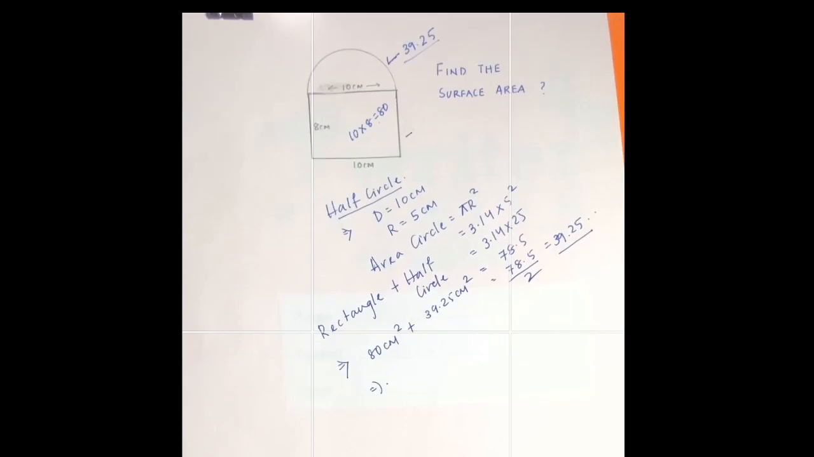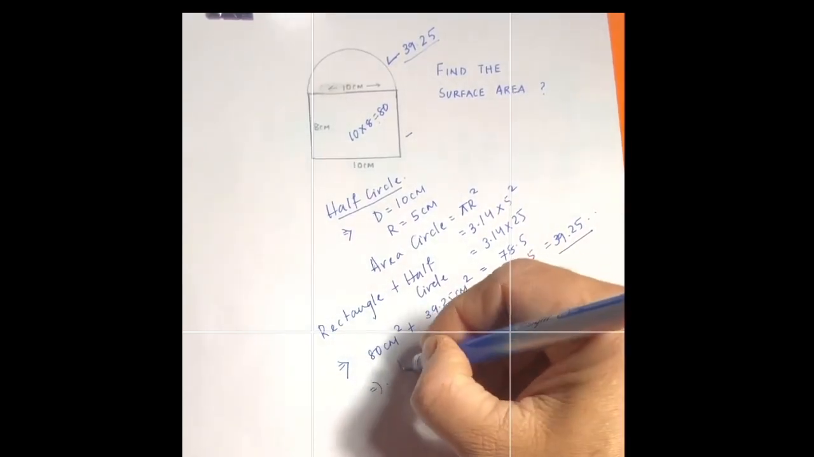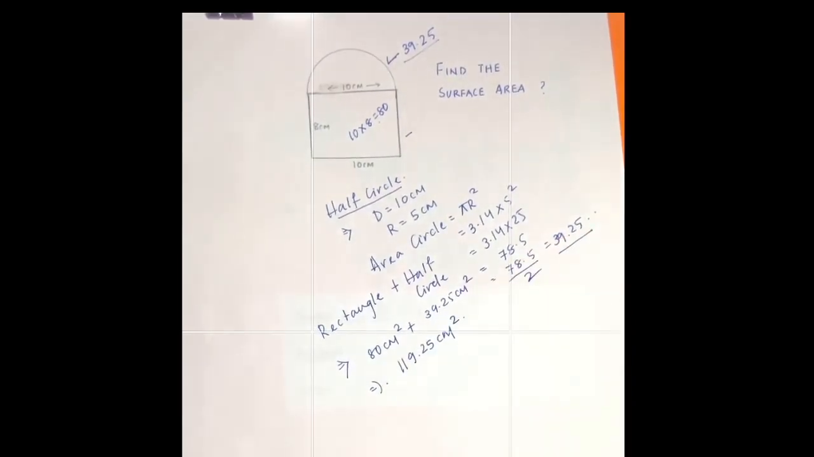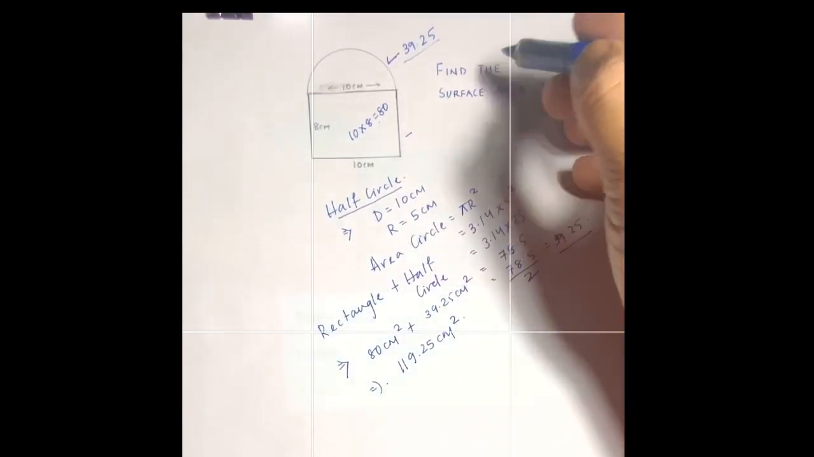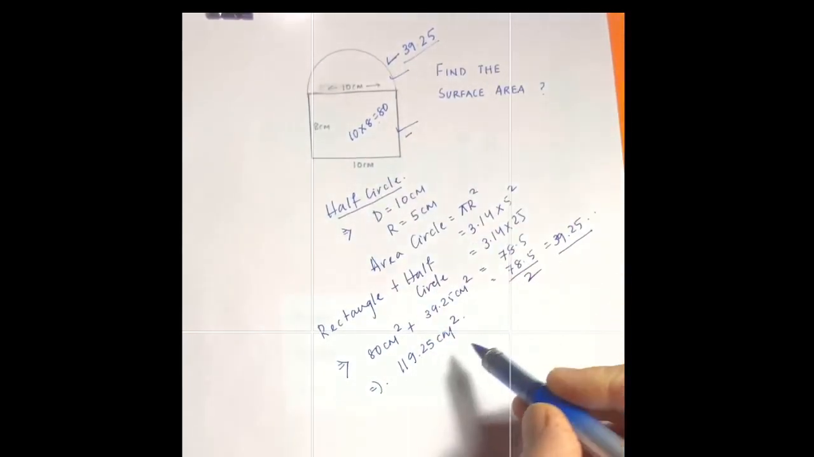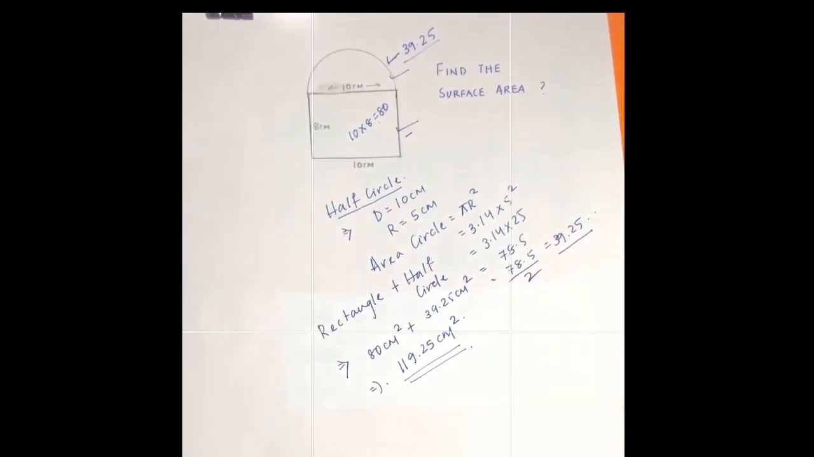So if I use the calculator, it will be 80 plus 39.25 is coming to 119.25 centimeter square. So now we know that the total surface area of this half circle and the rectangle is 119.25 centimeter square.